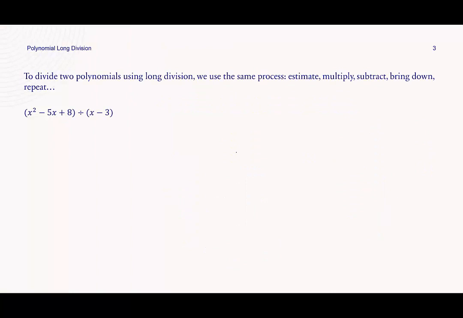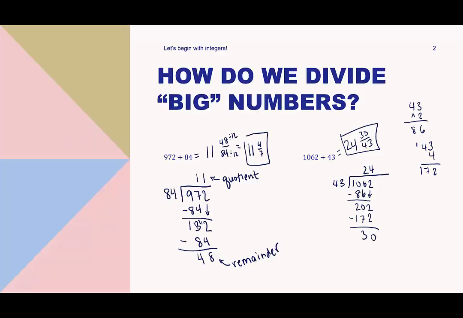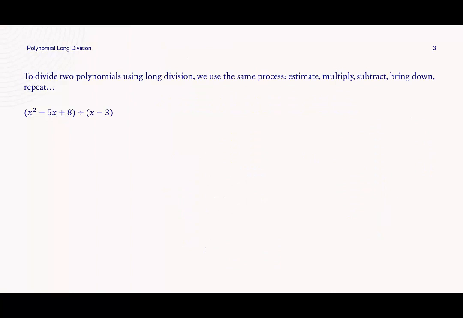In our first example, our dividend is x squared minus 5x plus 8, and our divisor is x minus 3. One of the differences between polynomials and regular numbers is that if there's a place missing from a regular number, like in this number 1062, I put a 0 in the hundreds place to serve as the placeholder. We don't necessarily see that with polynomials. So if a place was missing, like let's say we had x cubed minus 5x plus 8, this polynomial is missing an x squared, because we want the exponents to go 3, 2, 1, no variable at all.